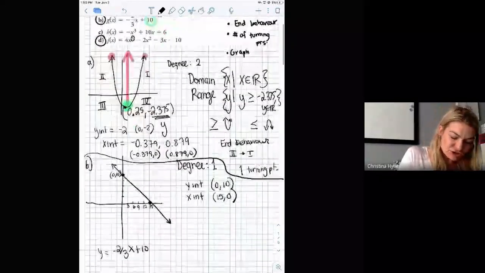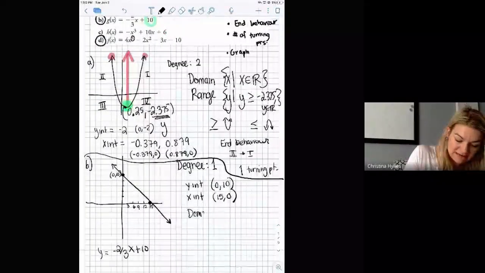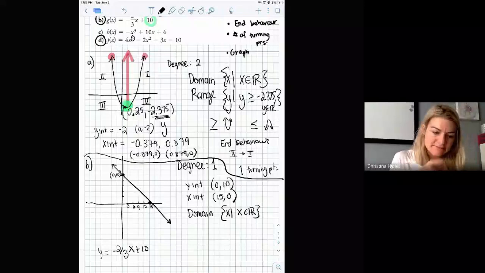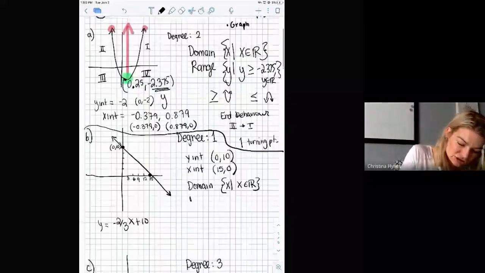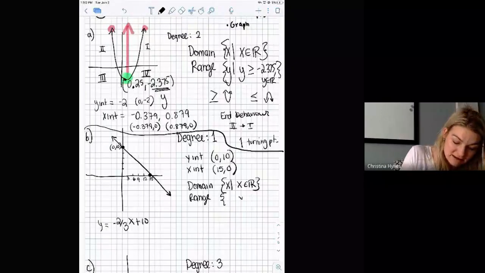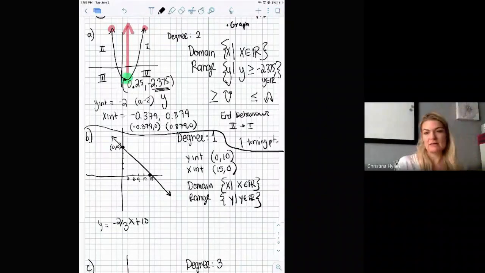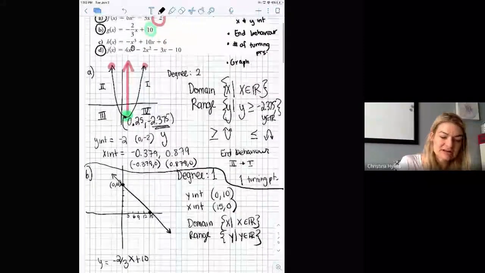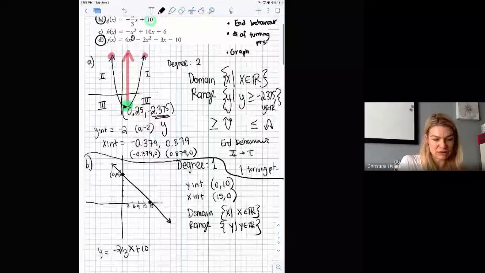Our next one is our domain. Our domain for all of these, A, B, and D, is going to be x such that x is an element of real numbers because it continues forever left and right. Our range is also going to be y is an element of real numbers, meaning it can be any real number, but we use the letter y because it's a range. Then we have the coordinates of the y and x intercept, which we already did.